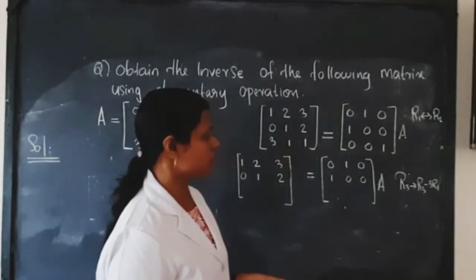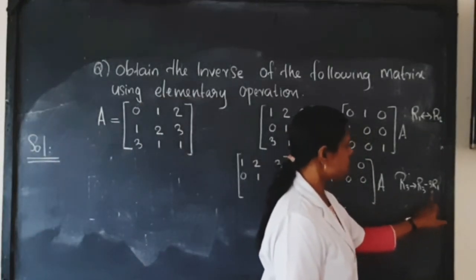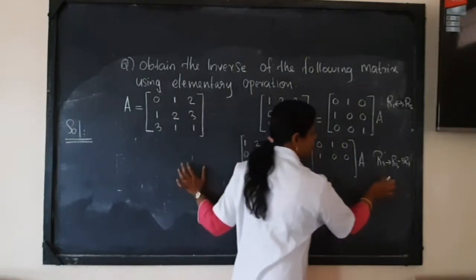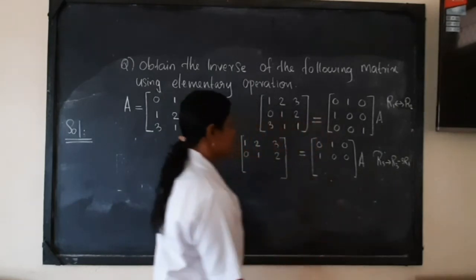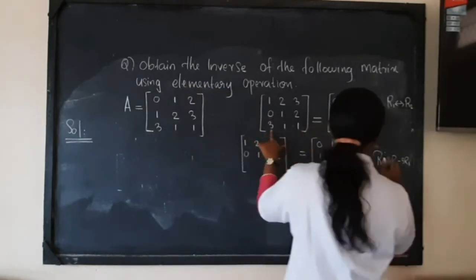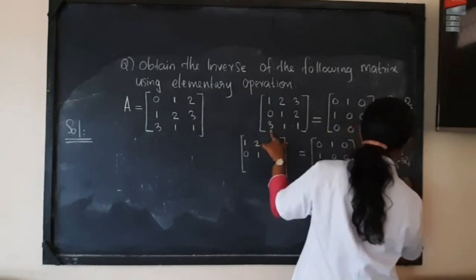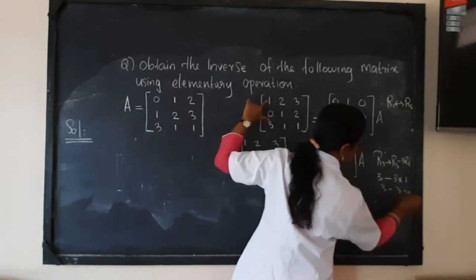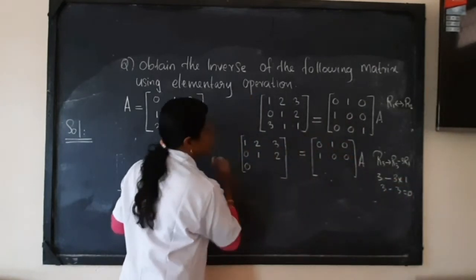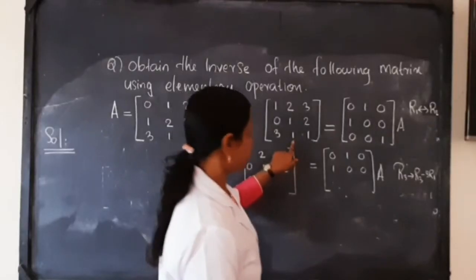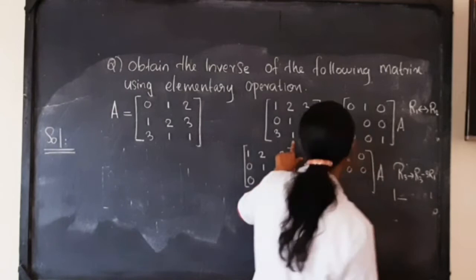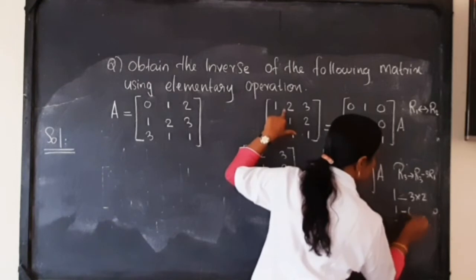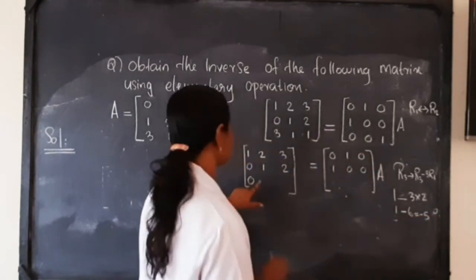Next we use the transformation R3 tends to R3 minus 3 R1. For converting 3 into 0, we use the transformation R3 tends to R3 minus 3 R1. So R3 is 3 minus 3 into R1. Here R1 is 1, so we write 3 minus 3, that is equal to 0. Next element, R3 is 1, so we write 1 minus 3 into 2, that is 1 minus 6, which is equal to minus 5. So we write minus 5.